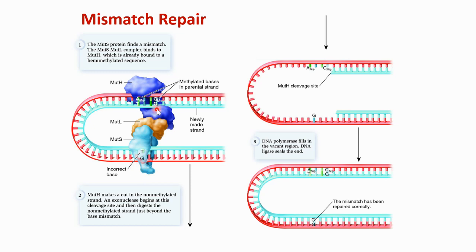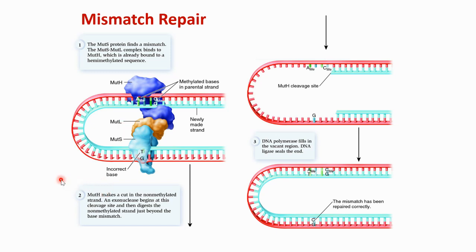So this MutH protein cleaves the newly made strand. It starts the cleaving from its recognition site and it goes on up to a few bases away from the incorrect base. So this is how a gap is created. Then DNA polymerase first and ligase fill the gap, and a new base is attached as the correct base in place of thymine.